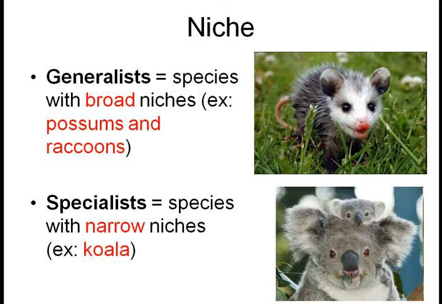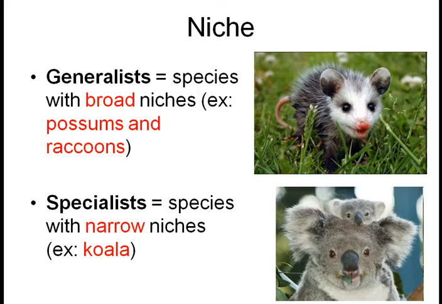Specialists, on the other hand, have very narrow, very specific things that they must have. They're the picky creatures of the planet. If you're looking at a koala, they have to eat eucalyptus. That is their diet. Pandas have to eat bamboo. That's the only thing that they eat and the only thing that they can digest.